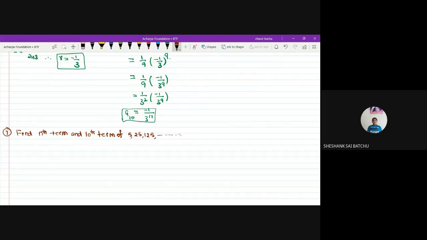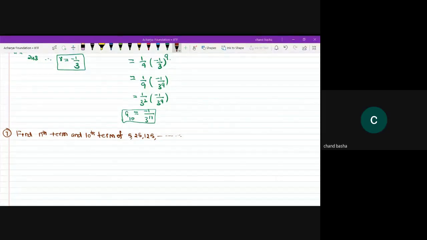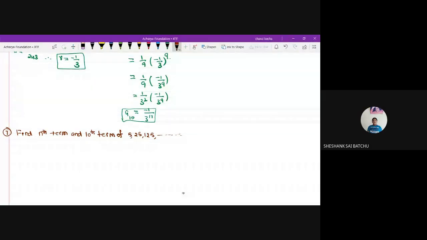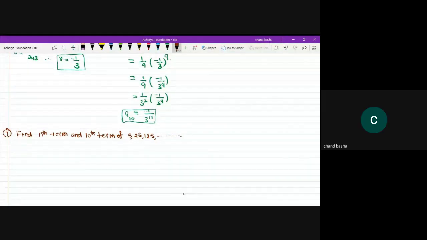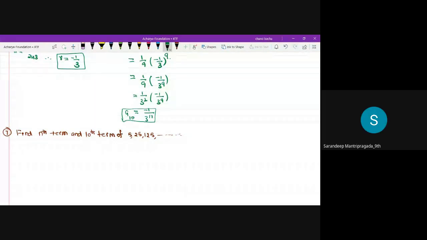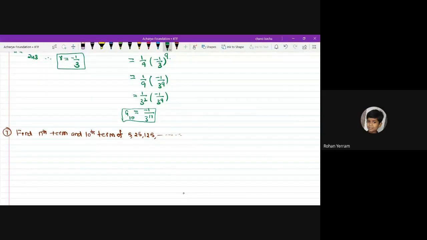Sir, can I say the answer? Yes, Shashank, you can. A1 is 5 and r is also 5, sir. The nth term is 5 power n, and the 10th term is 5 power 10. 5 into, A2 will be 25. A3 will be 125.